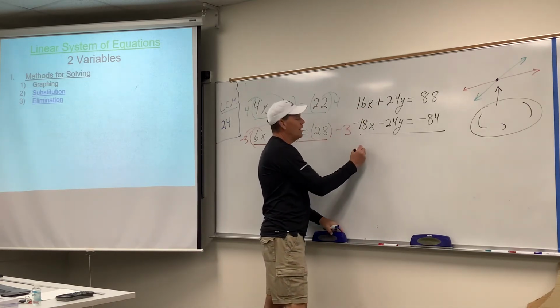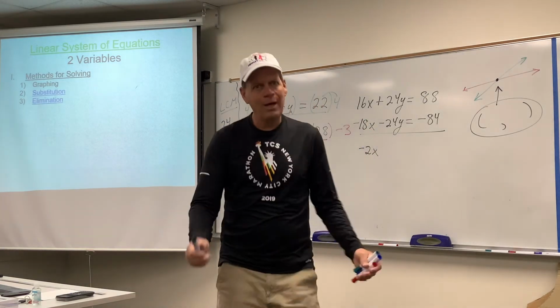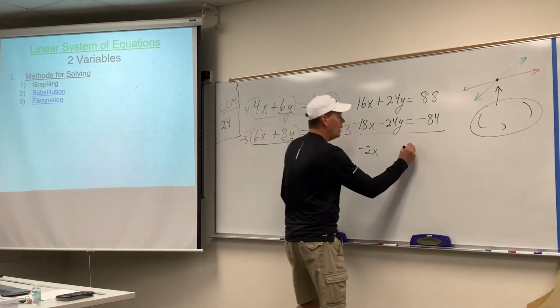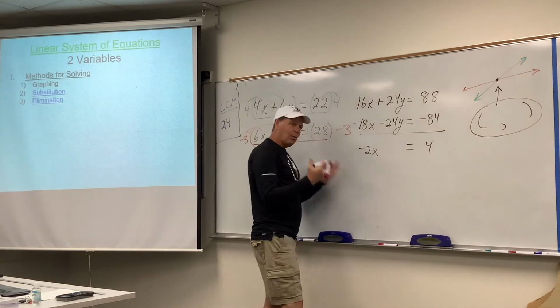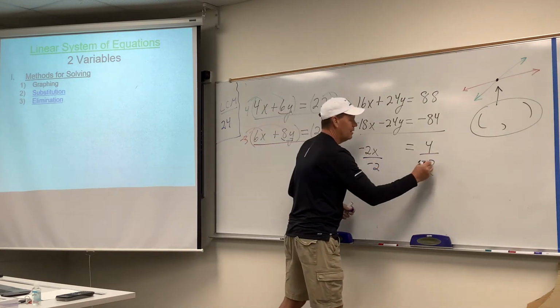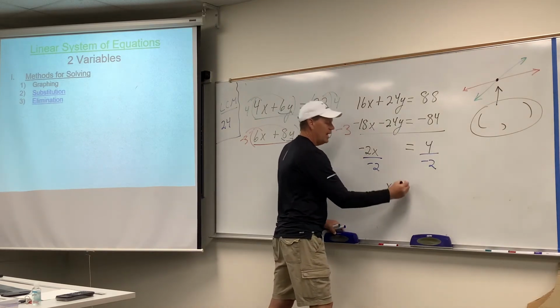This is negative 2x. Look at that, y went away. I know, what's another word for went away? Eliminated. We got rid of y. And then 88 minus 84 is 4. Now we're down to one variable. We go ahead and solve it out for x. And it turns out that x would equal negative 2.